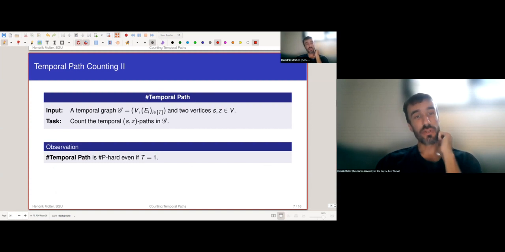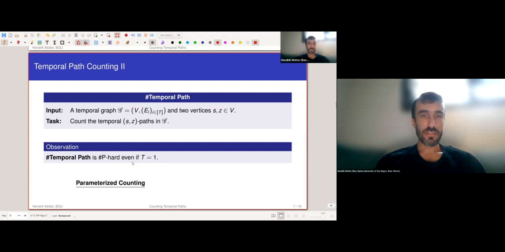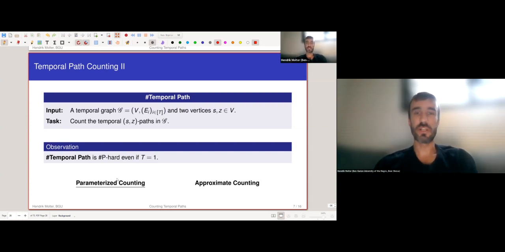And that already gives us our first observation, that counting temporal paths is #P-hard even if I only have one time step, because counting paths is one of the classical #P-hard problems introduced in the 80s. And so whenever we encounter hard problems, we can do essentially the same as in classical decision problems. We can look at parameterized algorithms and we can look at approximation. We did both here, but for this talk, I want to focus on parameterized complexity results for this temporal path counting problem.